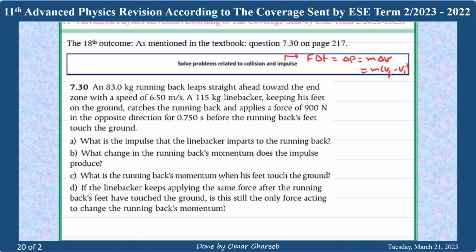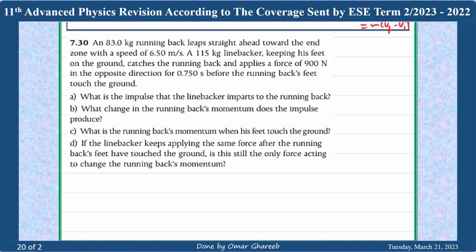What is the impulse? As we mentioned, the impulse, name it J, is F times delta T. I have F, which is 900, and I have the time, 0.75 seconds. So 900 times 0.75 is 675 Newton second.